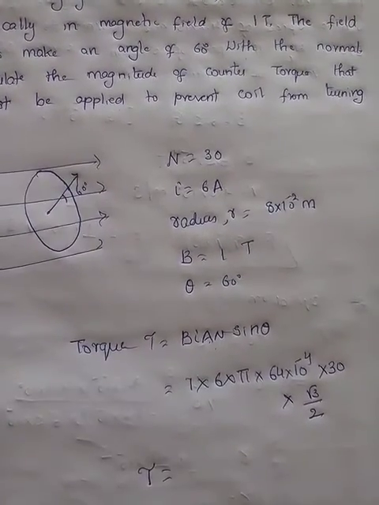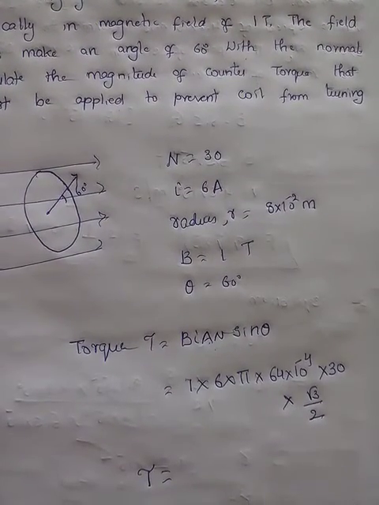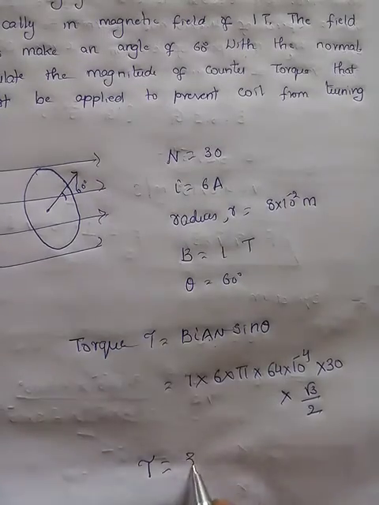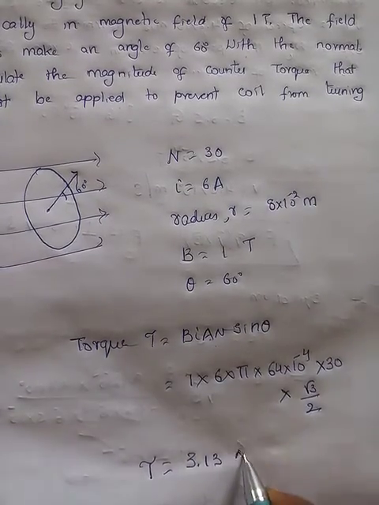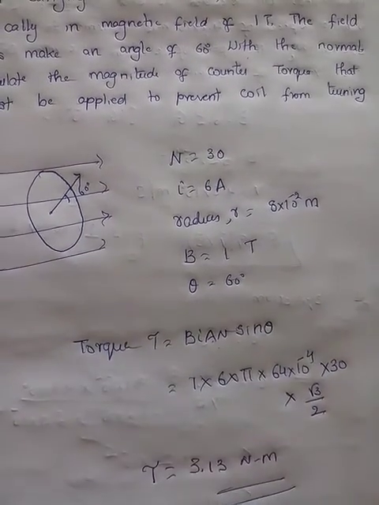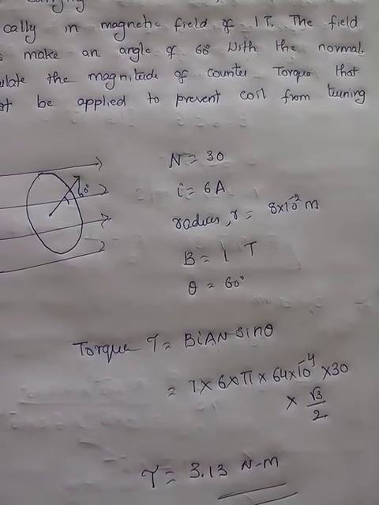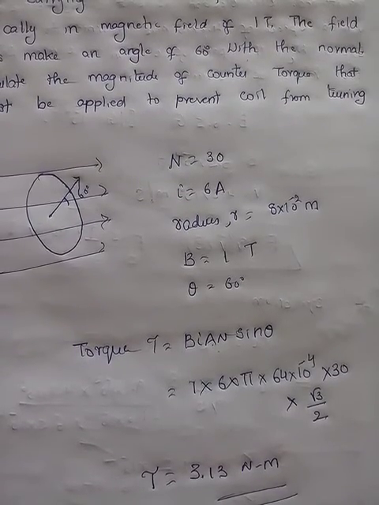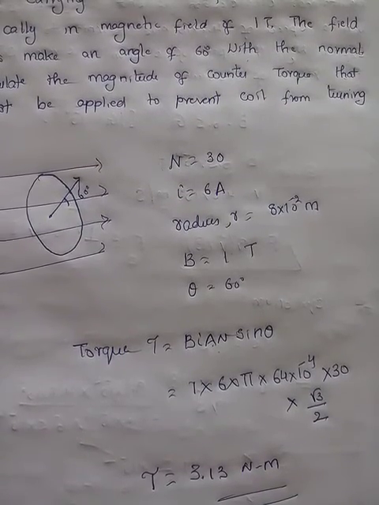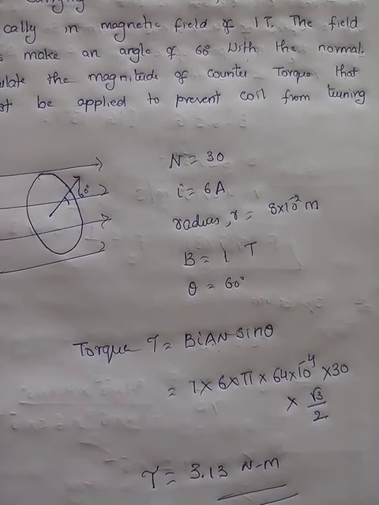So calculate the value of all these. If you calculate all the things, you get the answer as 3.13 Newton meter. So these are the problems, and a few more problems are there that we will discuss in the next class. By the next class, the chapter is going to be completed. Thank you, students.